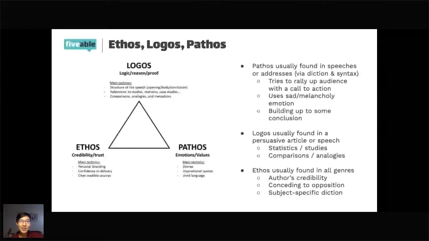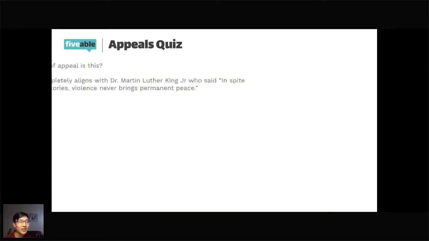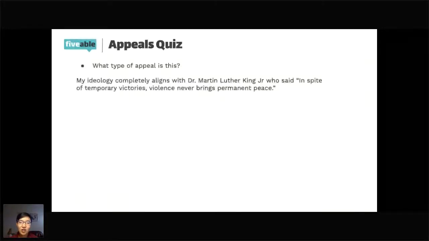All right, so let's have an appeals quiz. It's going to be a quick quiz. Just tell me if something is ethos, logos, or pathos. So let's start off with this. My ideology completely aligns with Dr. Martin Luther King Jr., who said, in spite of temporary victories, violence never brings permanent peace. Is this ethos, logos, or pathos? Leave your answer in the chat. And it's okay if you're wrong. This isn't a grade or anything.